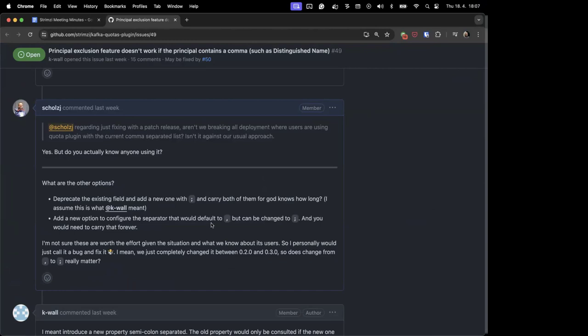So I thought that we should just change it to the semicolon, so it's the same as for the authorization on the Kafka side. But if keeping the configuration option for the separator would make more sense, I guess it's fine as well. Because as Keith mentioned in one of the comments, users can also specify the name with the semicolon escaped, and maybe they want to use some different separator. So having that option, I guess, makes sense.